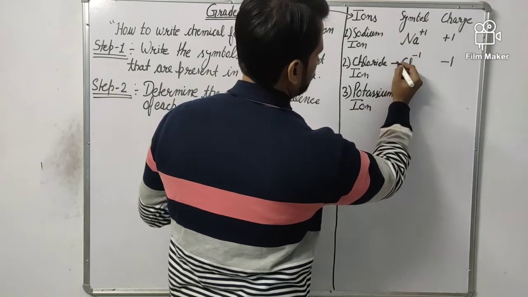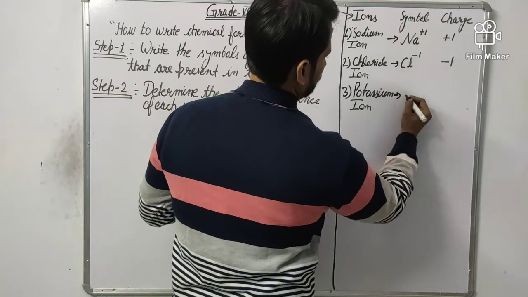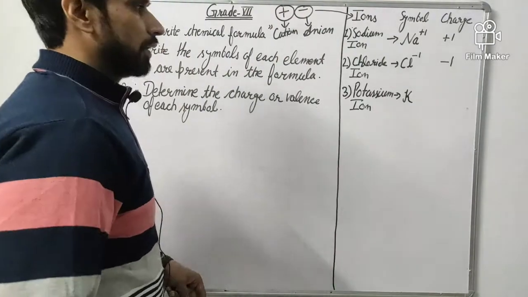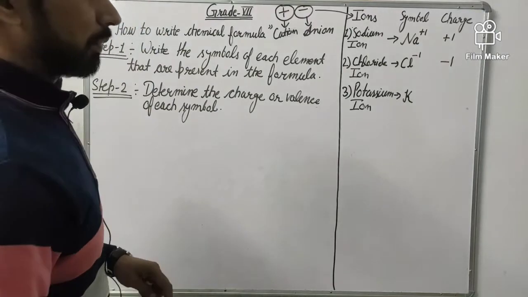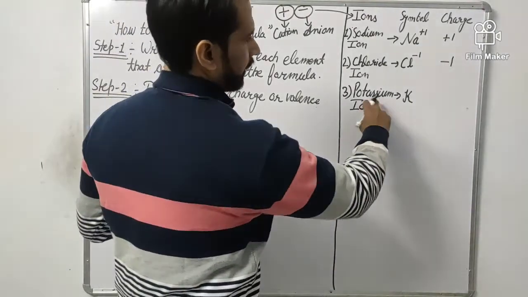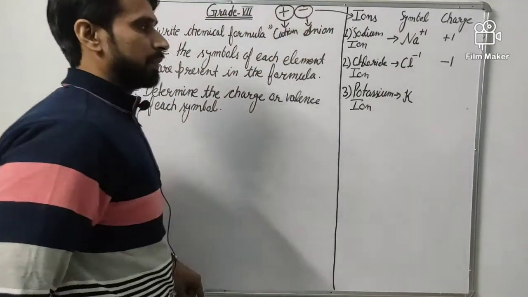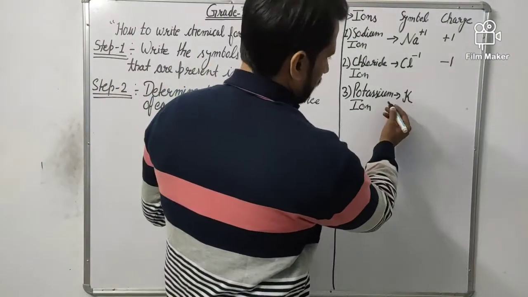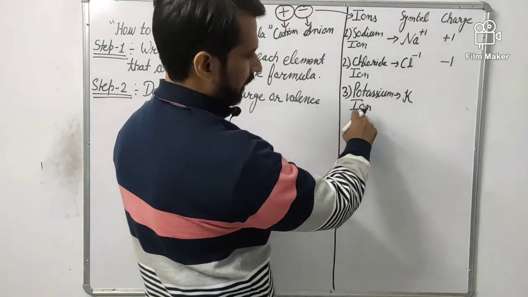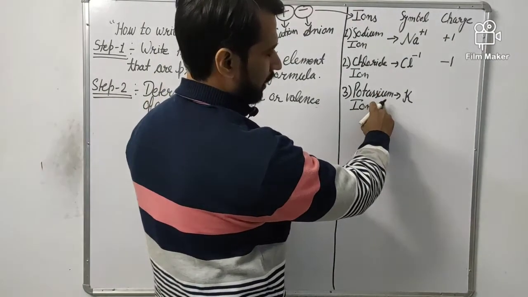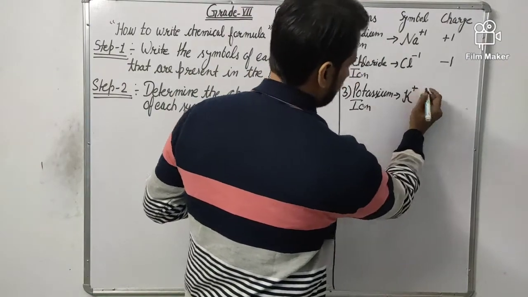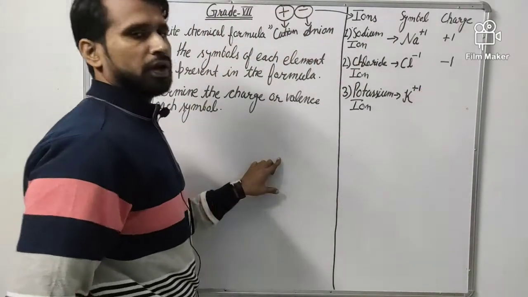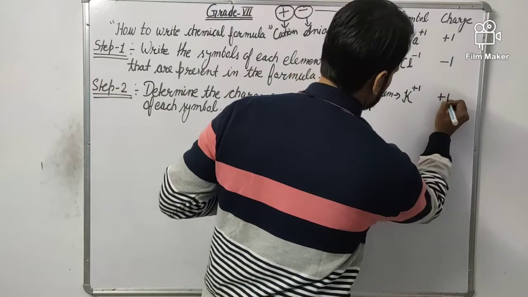Potassium has symbol K. Potassium is a very reactive metal, the most reactive metal among all metals, and it is kept in kerosene oil. Not only potassium, sodium also. So potassium has symbol K, and because it is an ion, it must carry some charge, and potassium attains positive charge. It means potassium is a cation in its ionic form, so the quantity of charge is 1. So the charge on potassium ion is +1.